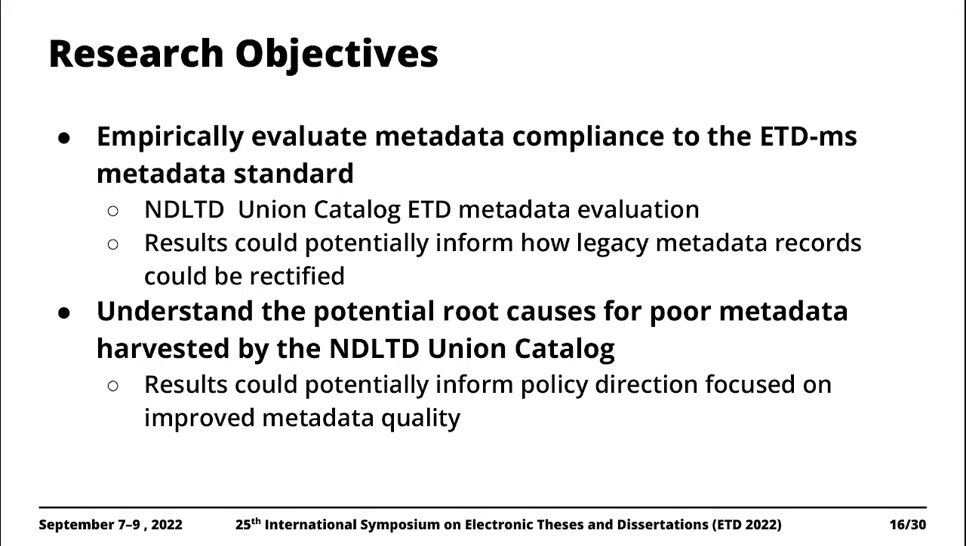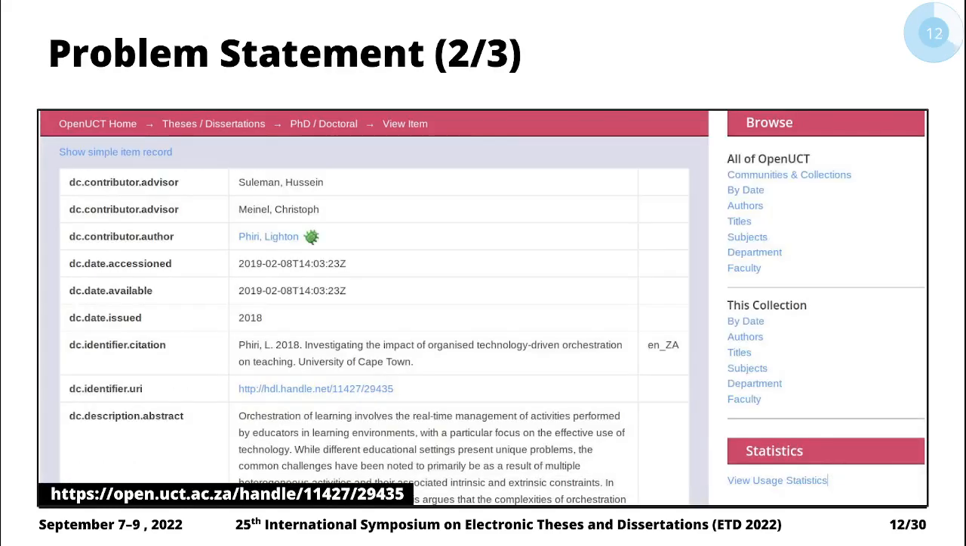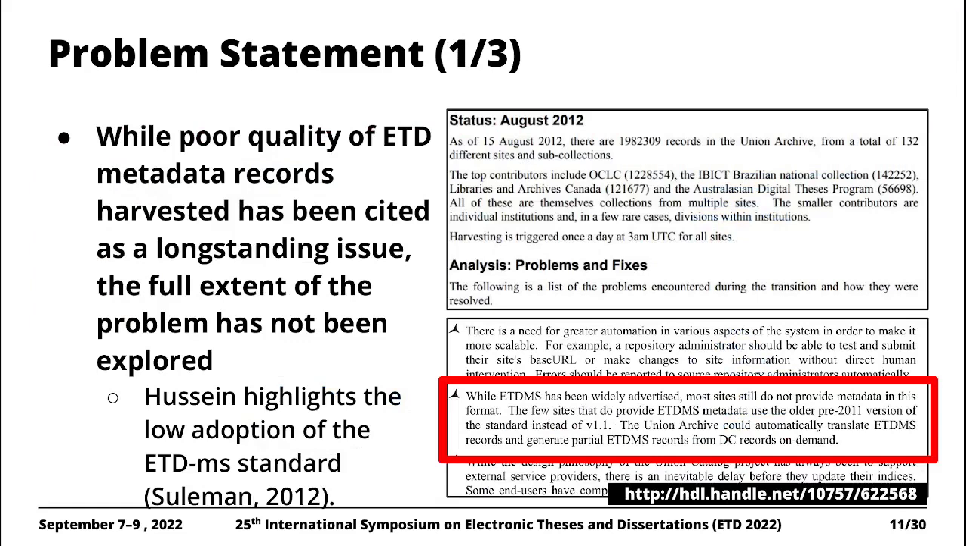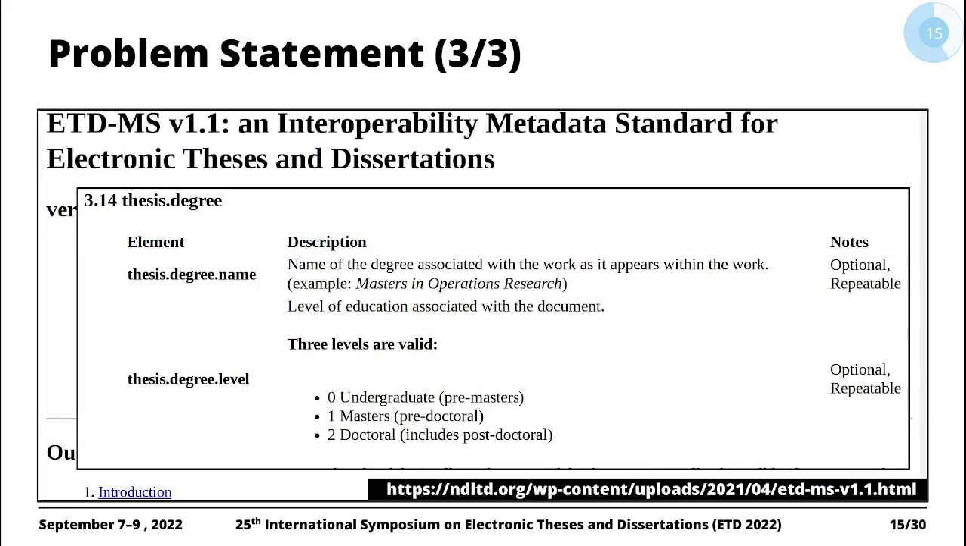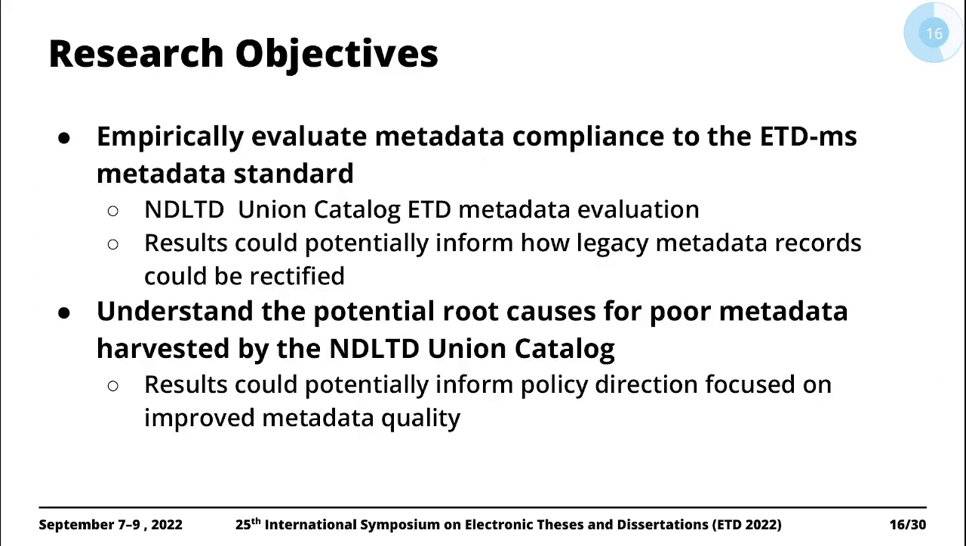So what we set out to do really was to try and understand the extent of metadata compliance to the ETDMS metadata standard. In essence, we were interested in finding out the extent of this low adoption of ETDMS when analyzing metadata records harvested by the Union Catalog. Something else we set out to do was to identify potential root causes for why the metadata associated with the Union Catalog, for instance, is not very comprehensive.